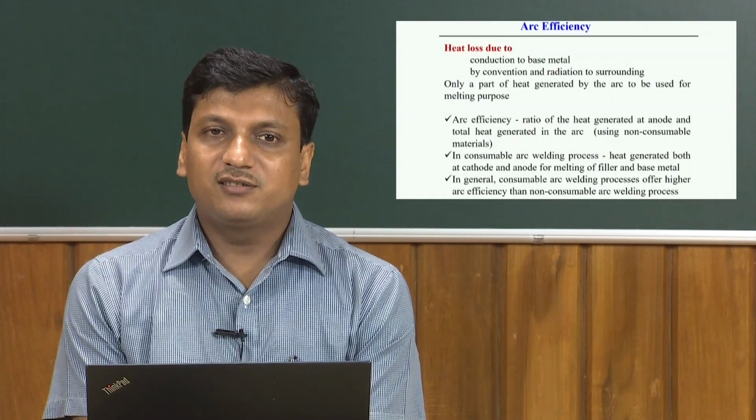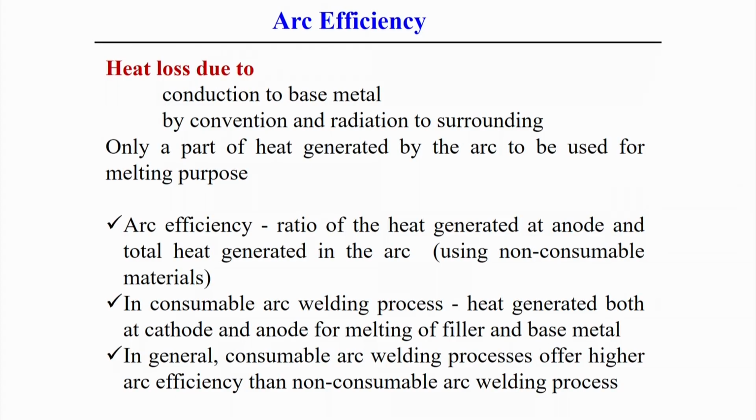Heat loss may be mainly due to the application of the heat that comes from the creation of the arc. One amount of the heat is conducted away to the base material, but at the same time heat is lost due to convection and radiation from the workpiece surface, and that heat is lost to the surrounding. Therefore, only a part of the heat generated by the arc is actually used to melt the substrate material. Based on that, we can find out the arc efficiency.